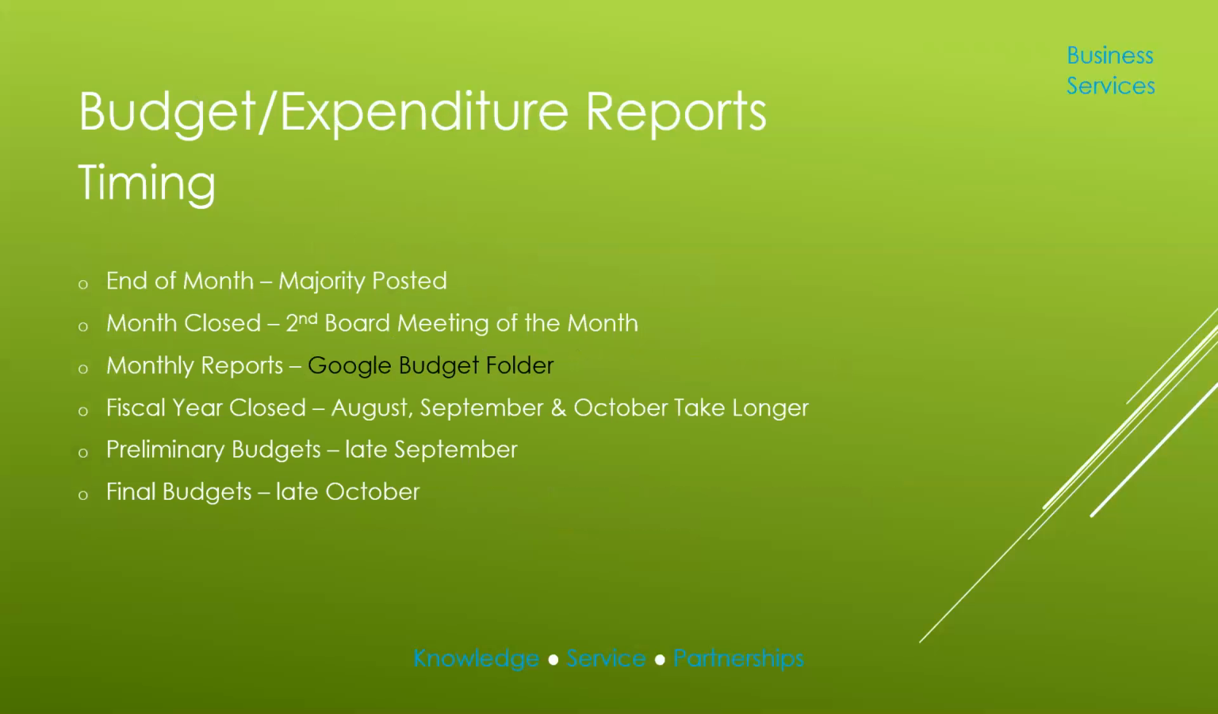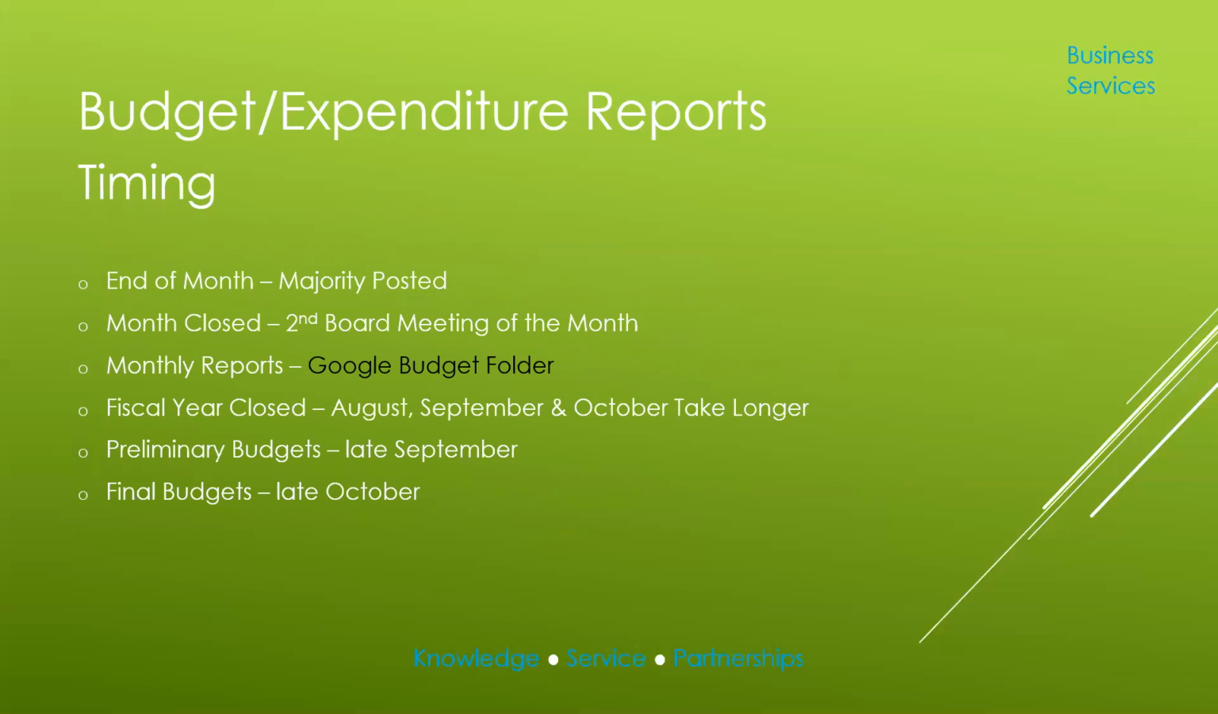Enough about account codes. Let's talk about budget expenditure reports. The first thing we want to talk about is timing. So by the end of the month, the majority of expenditures have been posted in the system. We do 2 AP runs a month that align to the board meetings, which are the second and fourth Wednesday of the month. And of course, payroll happens at the end of the month. Now, you can run reports at any time.